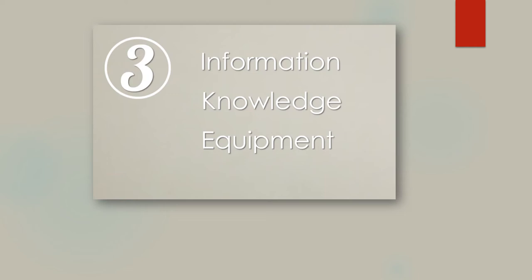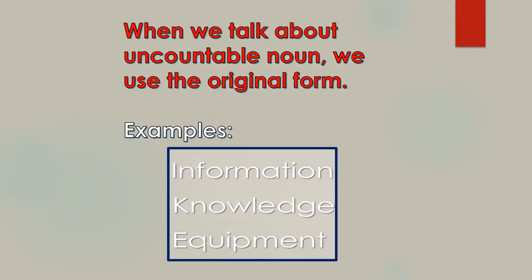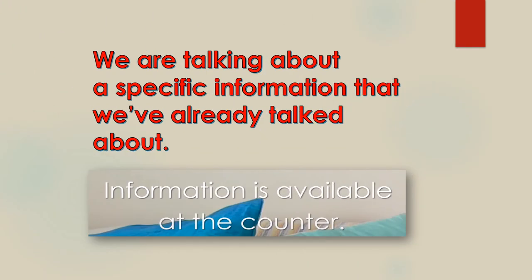Now, when we talk about uncountable nouns like information, knowledge, equipment, we retain the original form, because there is no plural form for information. We are talking about specific information. Look at the example: The information is available at the counter. What kind of information? The information. We talk about specific information here that we have already talked about, already discussed earlier or before. That's why the information is available at the counter.